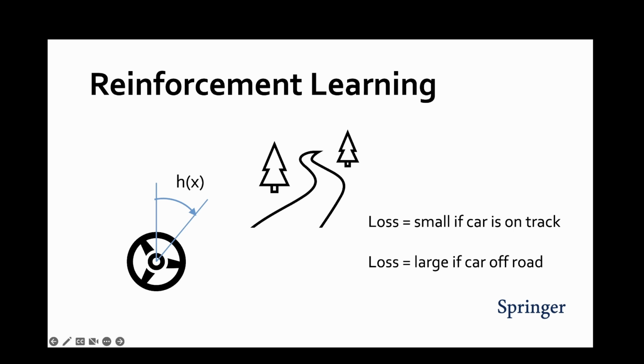Reinforcement learning is maybe the most advanced form of machine learning. These methods do not compute the loss directly from the predicted and the true label. Instead, reinforcement learning constructs a loss function from external signals of the physical environment.